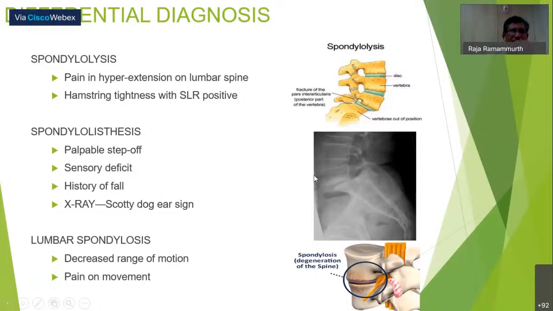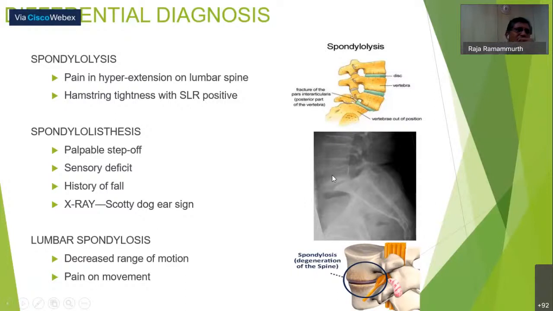Then this type of spondylolisthesis is very commonly seen in individuals who fall from height, right? Mainly it is exclusively seen in patients who climb the palm tree, or the patient who climbs the coconut tree, or the patient who dives into the swimming pool and lands on their buttock. In that case, there are chances of this.